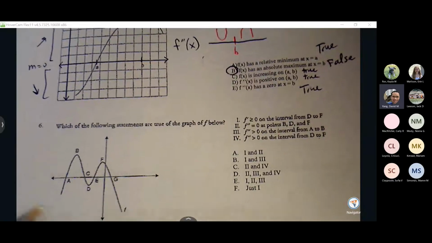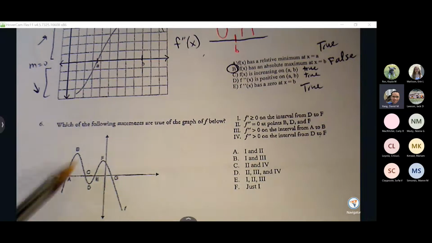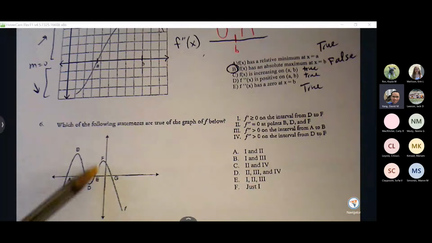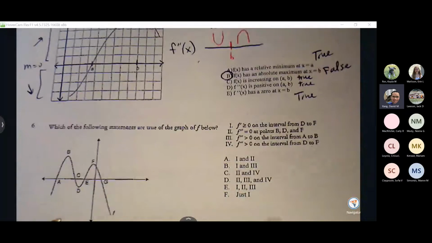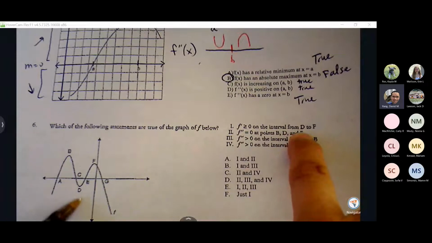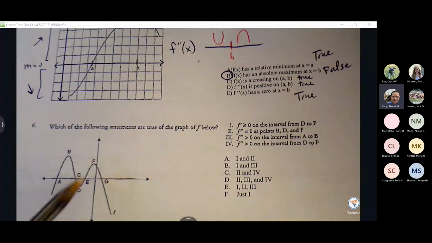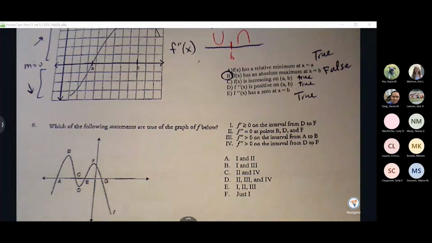Okay, number 6, this is the original graph. So if this is the original graph, then everything that you see is what you expect, right? So relative max, relative min, relative max. Let's see our options here. F prime is greater than 0, so positive slope from D to F. That's true, right? This is the original graph, so everything that you see is straightforward.